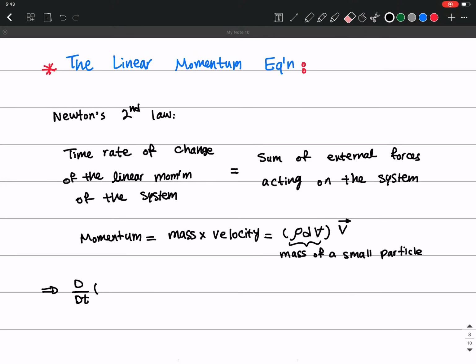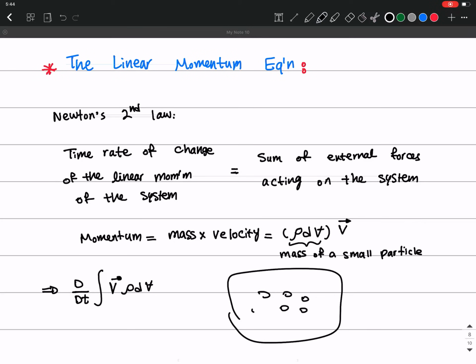So let me write it this way: first I write the velocity, v, times rho dV. This is just for one particle, and then if I integrate this over the whole domain, I get the momentum of the whole system. Imagine these are small particles, and the whole system consists of all these small particles. So you need to integrate over the whole system to get the momentum of the whole system, okay?